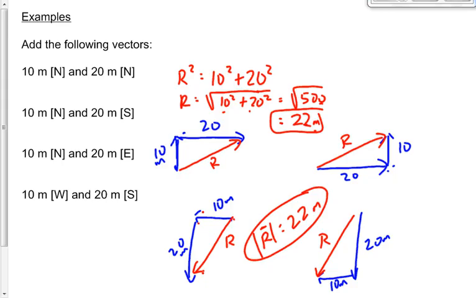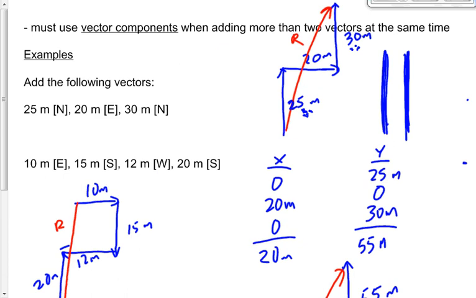So we learned to do that here when we have 2 vectors that we're adding together. One's 10 to the north, 20 to the east, looks something like this. Do the Pythagorean Theorem to find the value of r. But when we have 3 vectors, it's a little bit trickier, because remember the goal? We want to find a right angle triangle. Well, we don't have one here. So we got to get one.